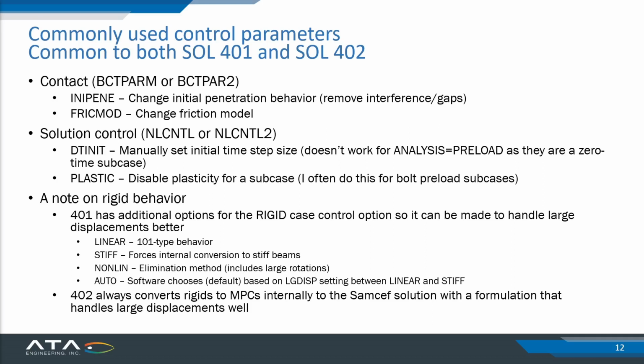Then there's the nonlin option, which is still the elimination method, but it does include and account for large rotations in your model. And then if it's the auto option, which is the default, the solver is either going to use the linear 101 type behavior if you don't have large displacements in your model, or it's going to use the stiff beam formulation if you do have large displacements in your model. And then the difference in 402 is that it always is converting your rigids to MPC type equations internally, and the Samcef solution formulation for those MPCs handles large displacements and large rotations well.